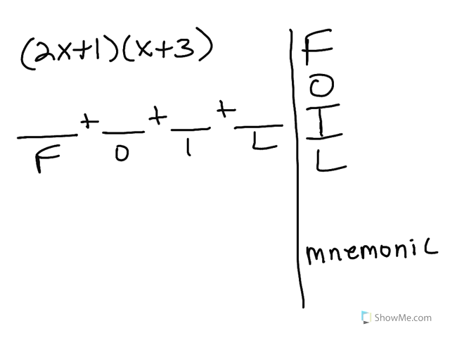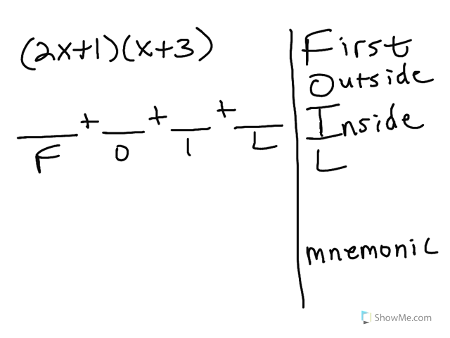And FOIL is also an acronym. The first word is first. The second word is outside. The third word is inside. And the final word is last. This gives us a sequence of multiplications that we can do. I assure you we are duplicating both the work we did with the geometric interpretation and the work we did in the previous screen with the distributive property here. It's the same idea, but organized in a way that's easy to remember and quick to execute.